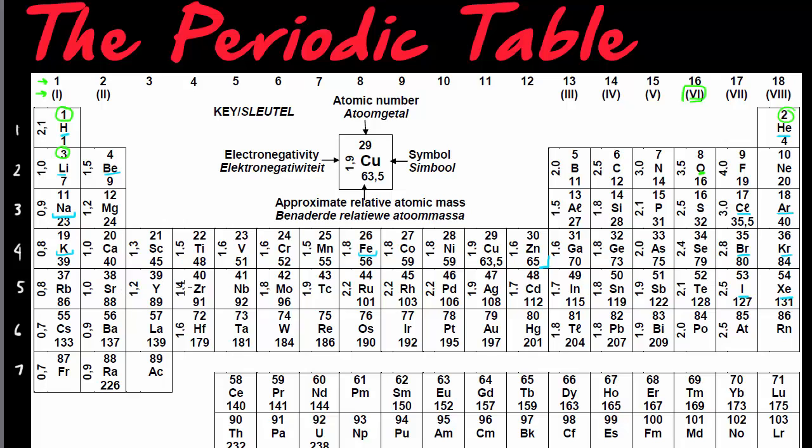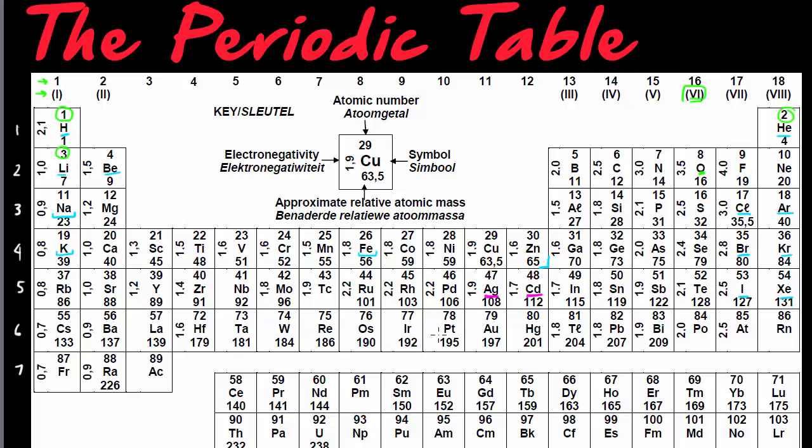Then the next row, we've got a few important ones here. For example, here we have Ag, that's silver. Silver also comes up quite regularly. That one is cadmium. He comes up every now and again. We've done those.